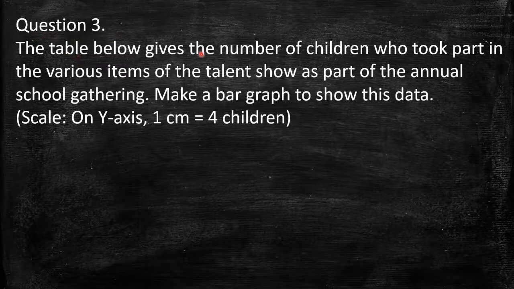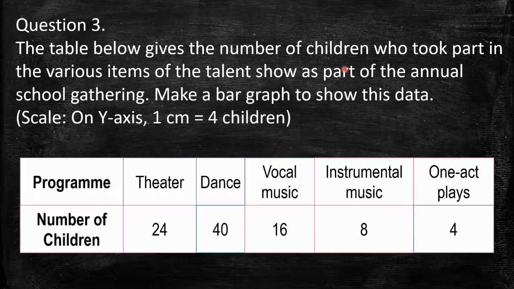Question number 3. The table below gives the number of children who took part in the various items of the talent show as part of the annual school gathering. Make a bar graph to show this data. So here you can see the programs: theatre, dance, vocal music, instrumental music, one act plays, and here the number of children who took part in these programs.